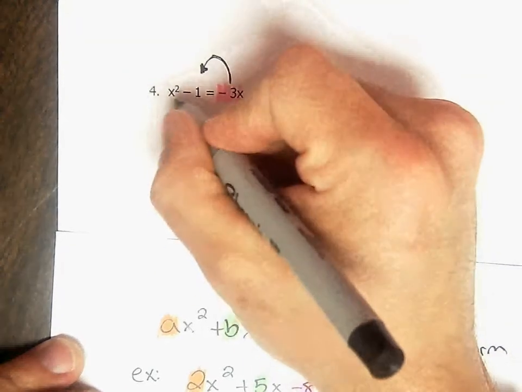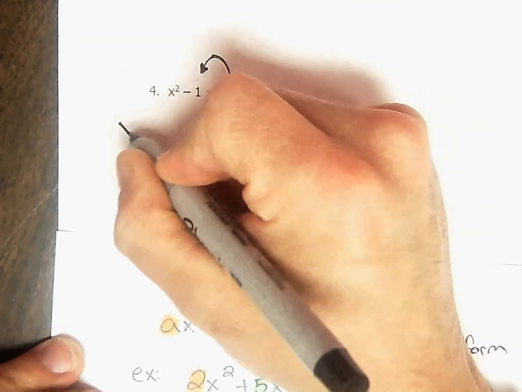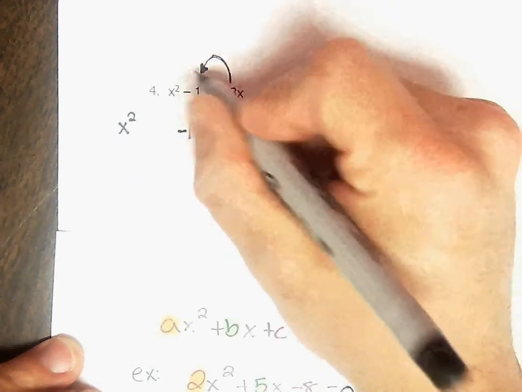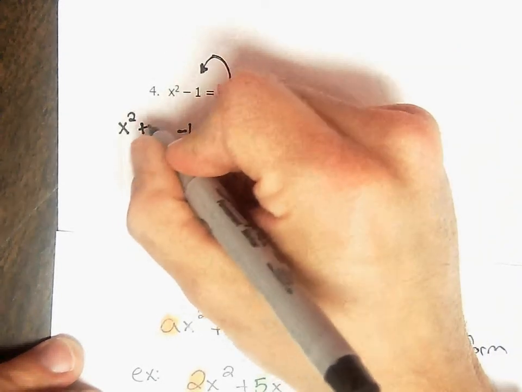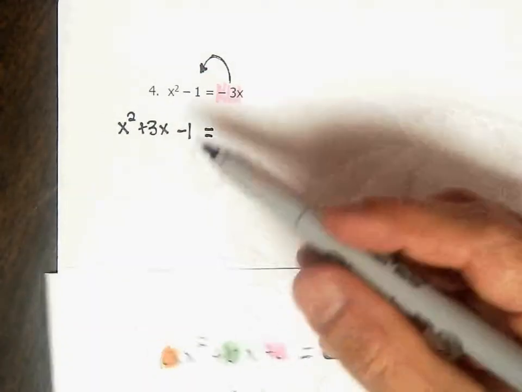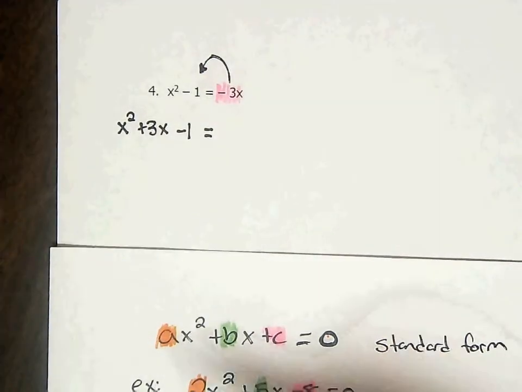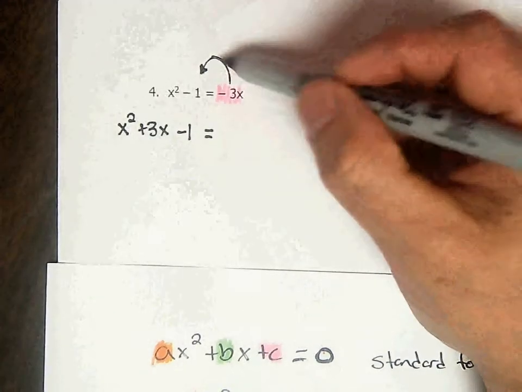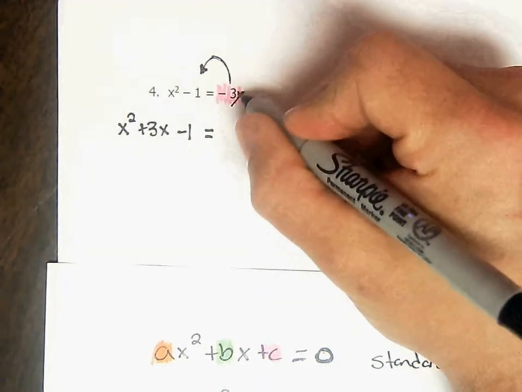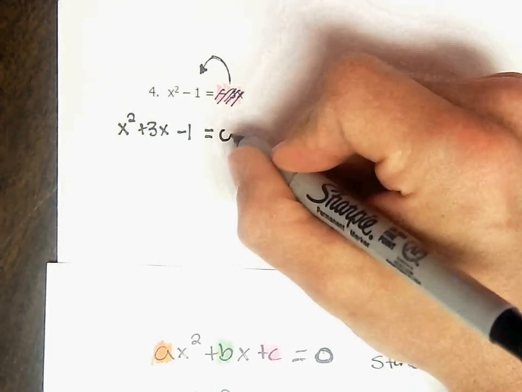So I put my equal sign. My x squared, my negative 1 are over here, so x squared, negative 1. I'm going to move my 3x over here. When I do, it's going to become a positive 3x. I was smart enough to also know that it goes in the middle, because your x goes in the middle. So I just moved it to the other side. It changes sign, which means I have nothing left over here. So that's a 0.